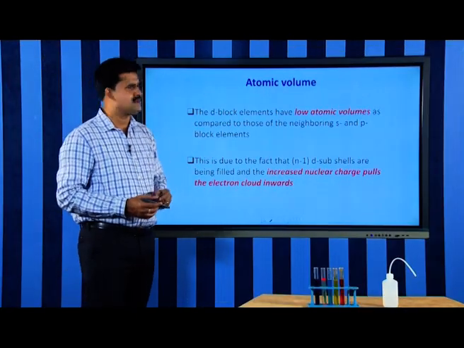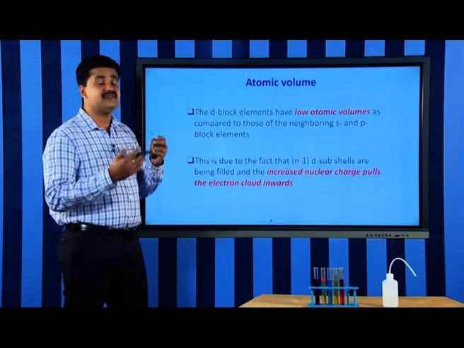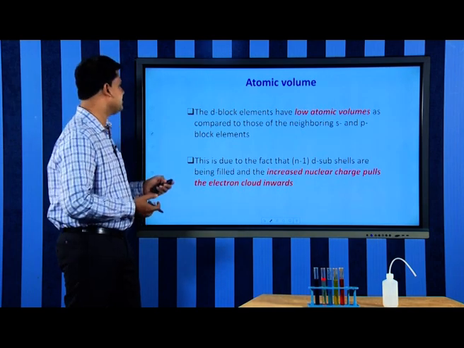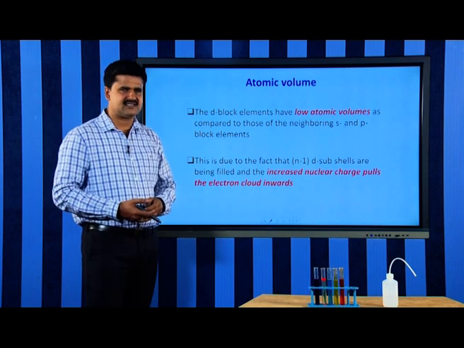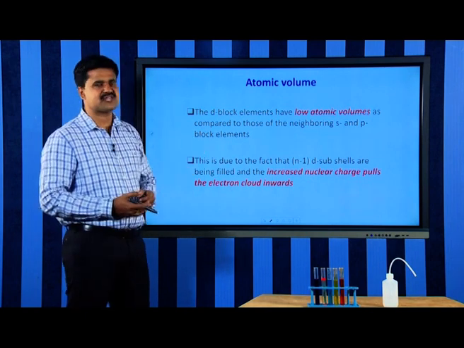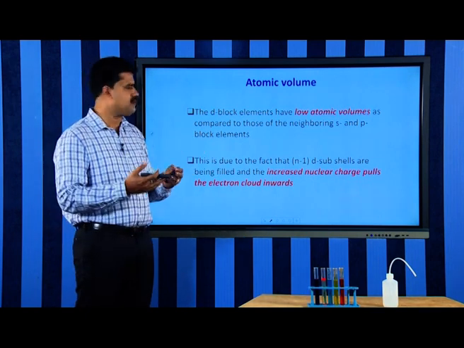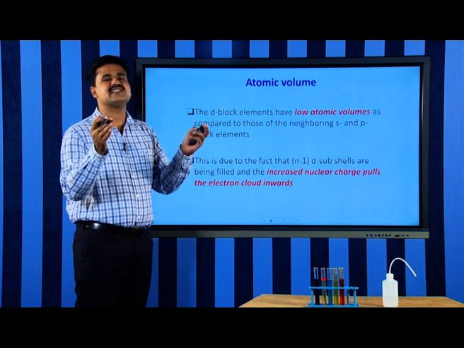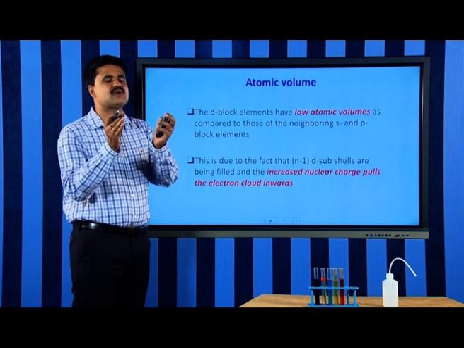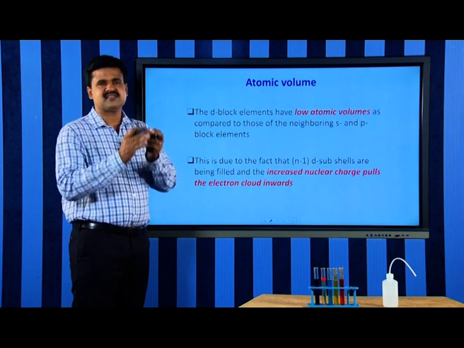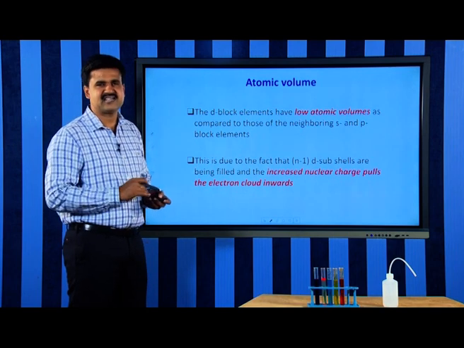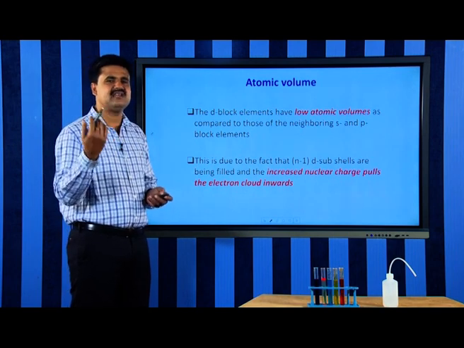Atomic volume. The d block elements have a very low atomic volume comparatively with the other elements of the periodic table. This is due to the fact that the (n-1)d subshell is being filled and the increased nuclear charge tends to attract the electron density more towards itself. That is, they undergo shrinking. That means there is comparatively lower atomic volume for the transition elements compared to s, p and f block elements of the periodic table.